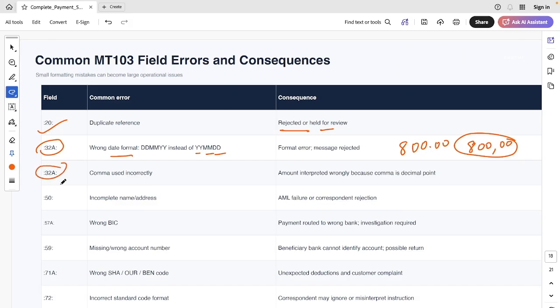Then we have field 50. An incomplete name or address can create an AML failure or correspondent rejection. We have 57A. A wrong BIC can route the payment to the wrong bank. 59. A missing or wrong account number may result in the beneficiary bank being unable to credit the funds. Field 71A. A wrong charge code can create unexpected deductions and customer complaints. Then we have field 72. If the wrong code format is entered, it can cause the correspondent to ignore or misinterpret the instructions.